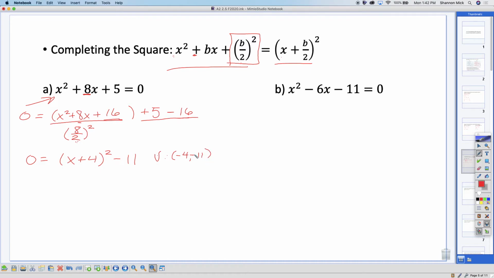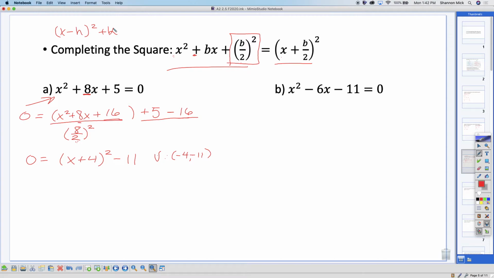Now the only other thing I would need are my x-intercepts, right? How do I find x-intercepts? Set it equal to 0, right? Okay, you said the vertex would be negative 4 and negative 11? Why would it be negative 4? Because it's always opposite on the h. Remember? That's written as y equals a parentheses x minus h squared plus k. So that h is always the opposite. Always.